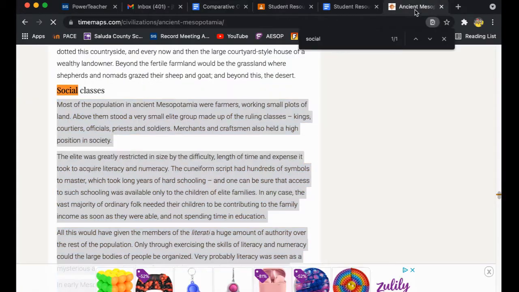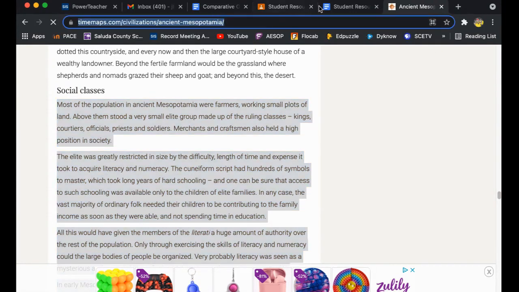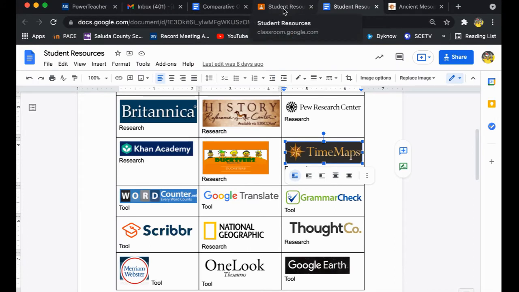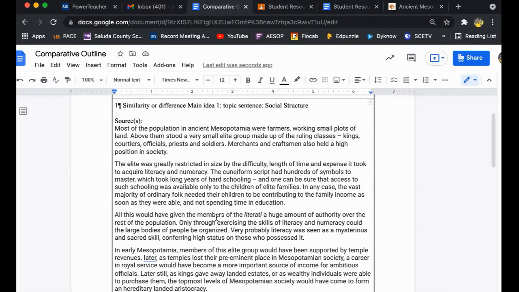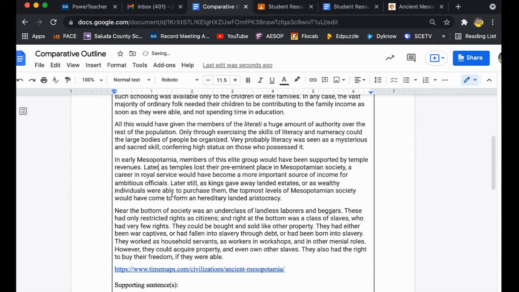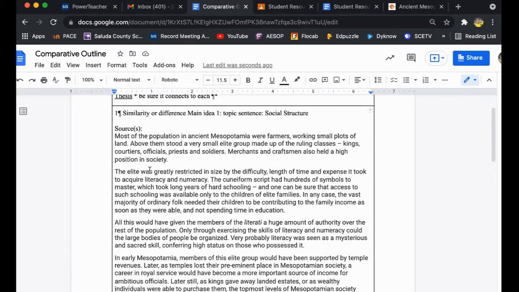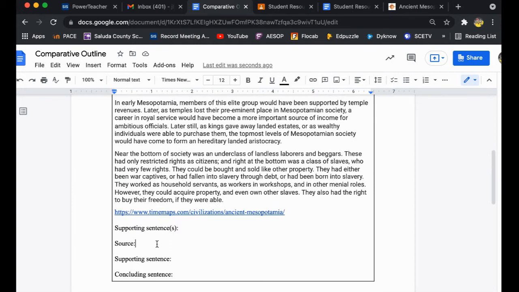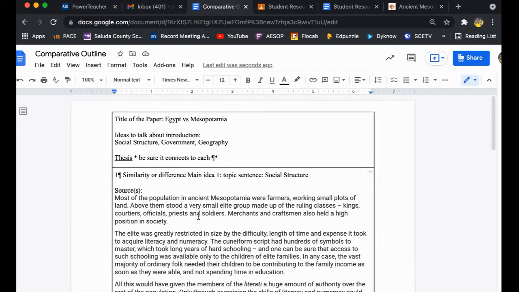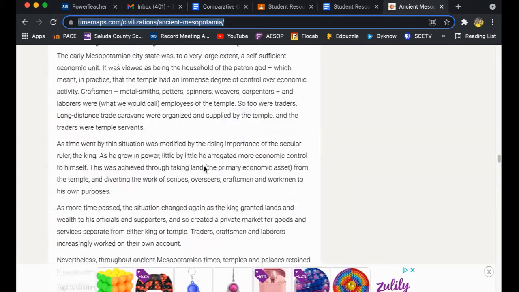So now that I got that, be sure to provide the URL. Because remember, when we do the essay, then I am going to expect it to be in MLA format. So it's good to just have all those links ready. All right. And we're not going to worry about supporting sentences just yet. So now that I got sources for that, I want to get sources for the Egypt part. So let's look for social classes in Egypt.